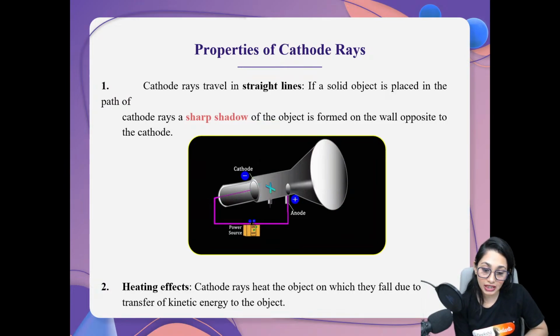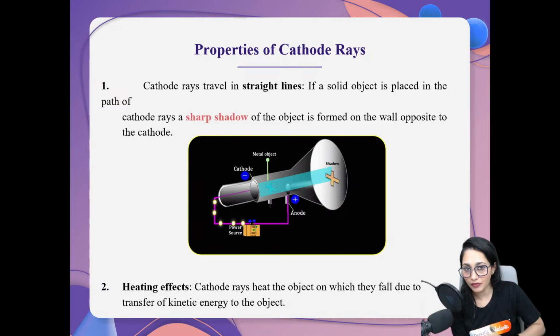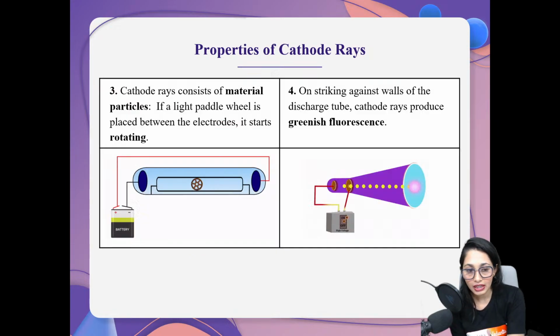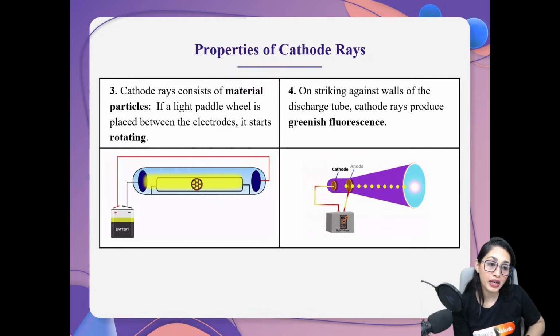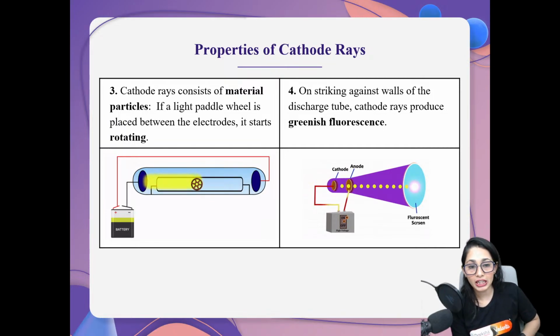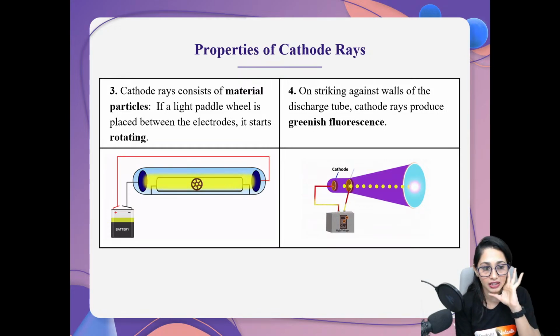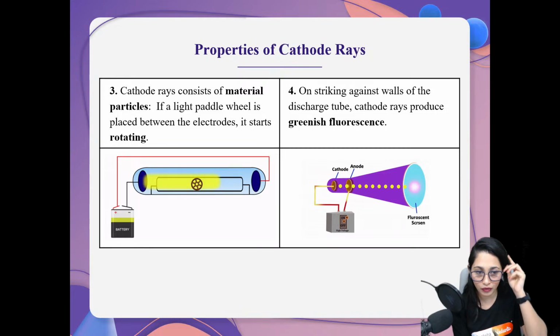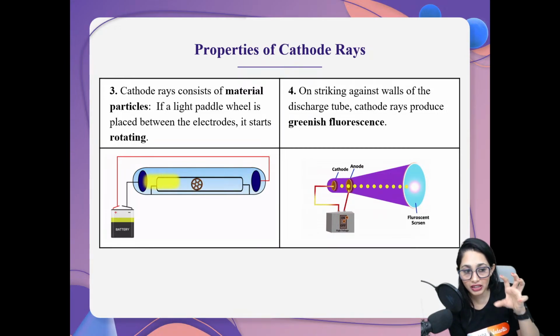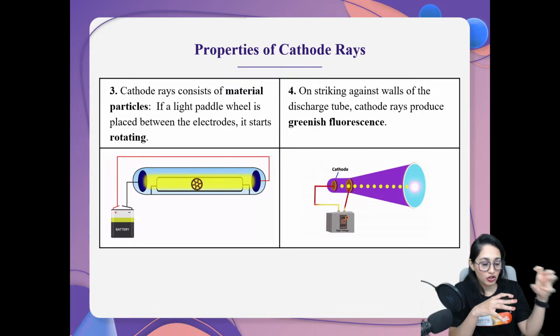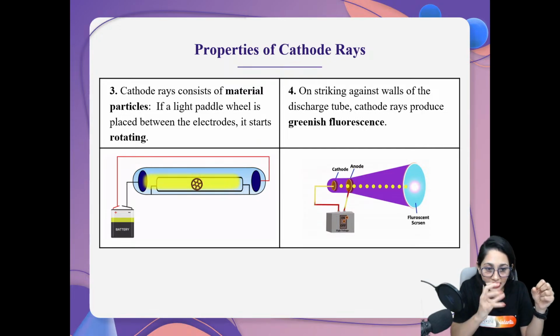What are the heating effects then? Cathode rays heat the object on which they fall due to transfer of kinetic energy to the object. Alright. Next, cathode rays consist of material particles. If a light paddle wheel is placed between the electrodes, the positive electrode and the negative electrode, it starts rotating. Of course, it has kinetic energy.